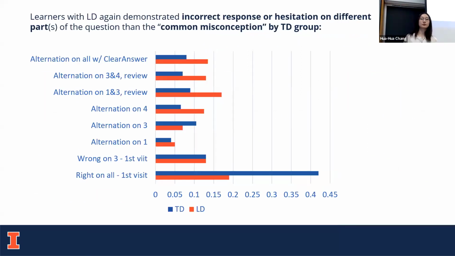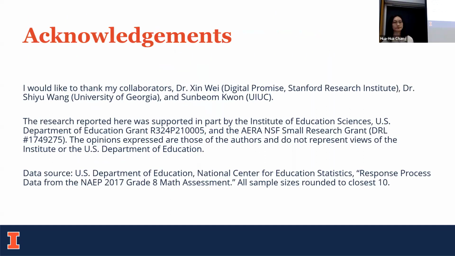If we look at the distribution of the LD and TD students in the different clusters, 8 clusters in total, the 2 bars are for LD and TD. We can see that, again, the composition seemed quite different across the 2 groups. And specifically, there seem to be certain parts that LD students alternate more on, and those are different from the common misconceptions in the TD group, which is what the general population are more hesitant about.